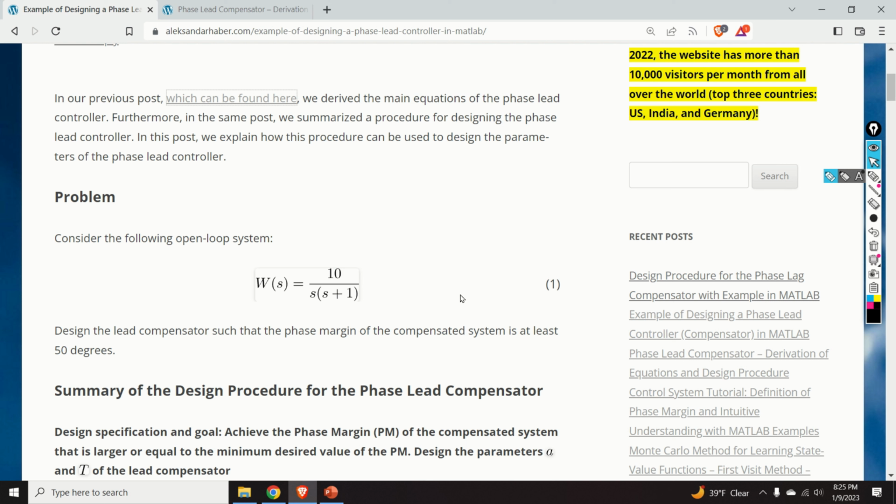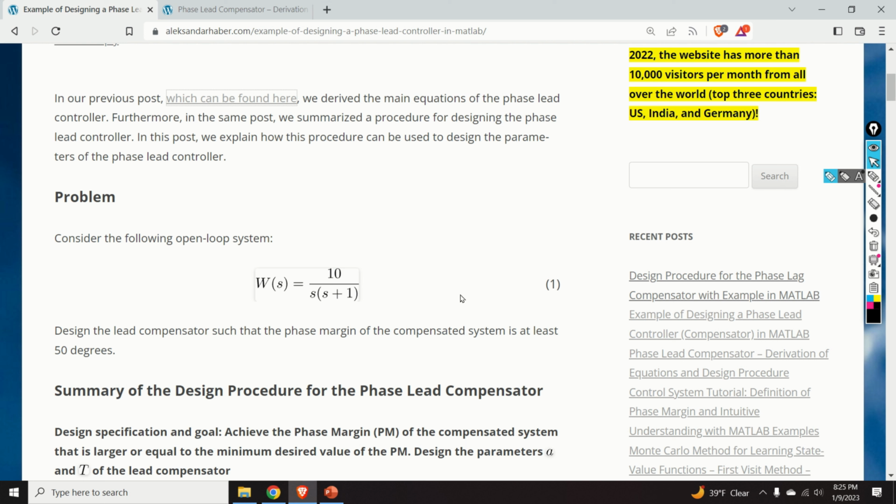In my previous post, which can be found if you click on the link over here, I derived the main equations of the phase lead compensator, and I derived and explained the procedure for designing it. In this video, I will briefly summarize this procedure and the main ideas of the phase lead compensator. After that, I will immediately explain how to solve this problem. Consequently, let us first summarize the main ideas and the design procedure for the phase lead compensator.